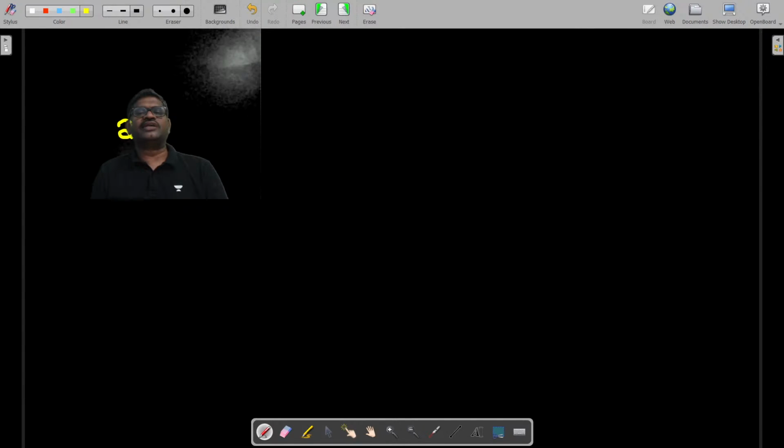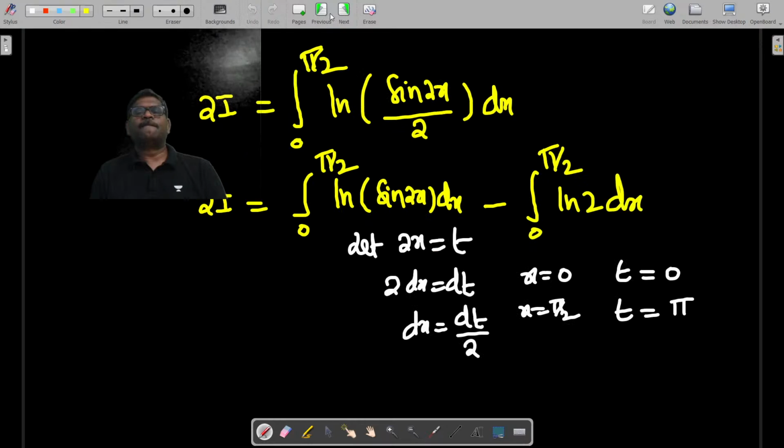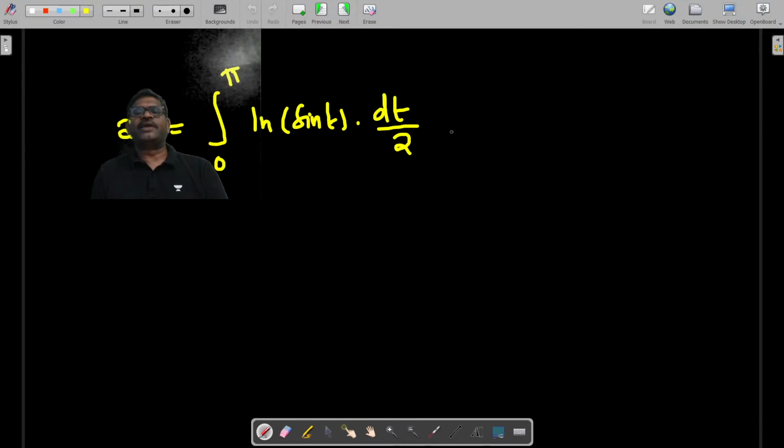2I is integral 0 to pi log sin t, dx is dt by 2, minus pi by 2 log 2.